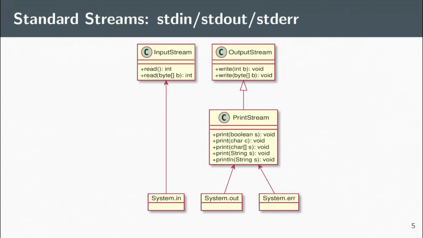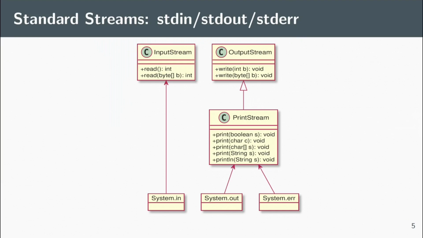You have already used input and output streams without knowing it, of course. Very prominent ones are the so-called standard streams: standard input, standard output, and standard error. These are accessed via System.in, System.out, or System.err. And in fact, System.in is an object of type InputStream, so it allows you to read individual bytes from it. And similarly, System.out is an object of type OutputStream, so you can write individual bytes to it.